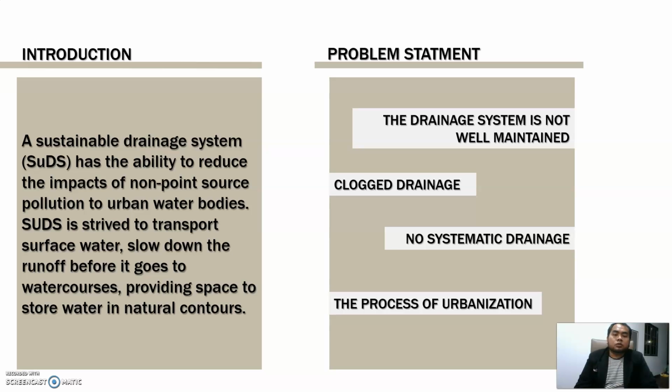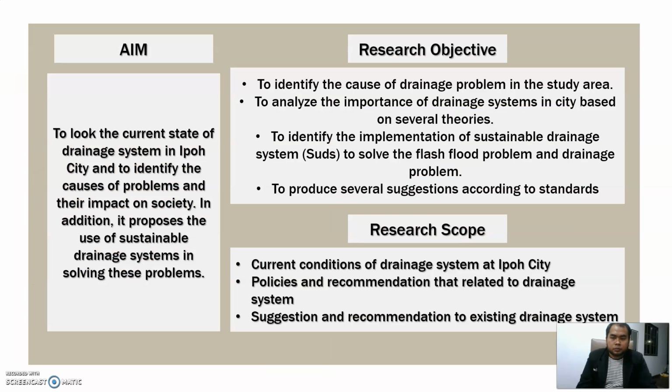Now we go to the problem statement. There are 4 problem statements that have come out. First, the drainage system is not well maintained. Second is clogged drainage. Third is non-schematic drainage. And the last one is the process of urbanization.